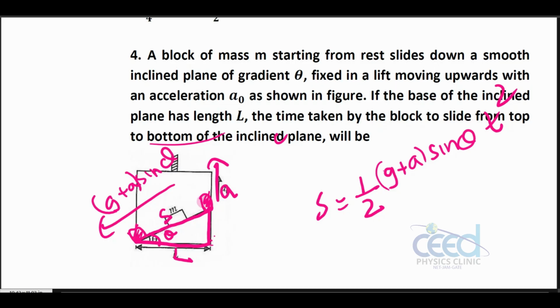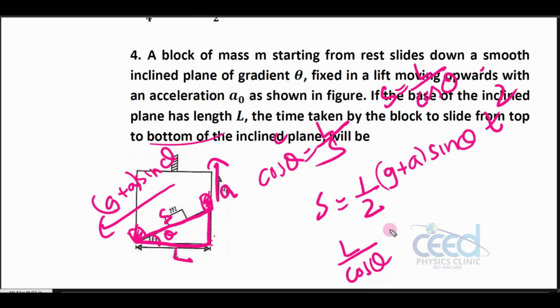From this figure I can write cos theta is equal to adjacent divided by hypotenuse, that is, the distance traveled by the body, L by S, from this triangle. Then S is equal to L by cos theta. Then you put L by cos theta here: L by cos theta is equal to 1 by 2 into (g plus a sin theta) into t square.